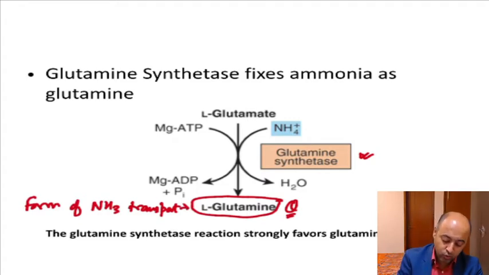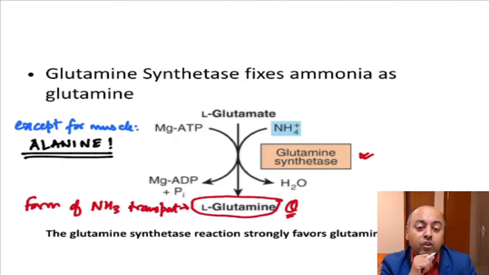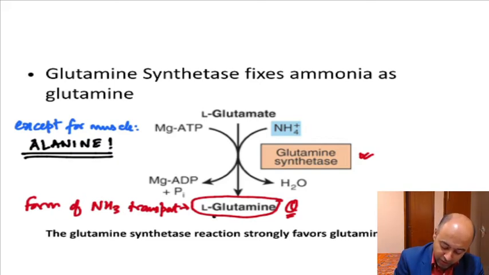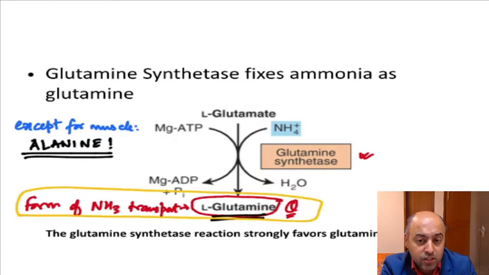The answer is glutamine. But what you have to remember here is that for muscle, the transport form is alanine. For all other tissues, the transport form of ammonia is glutamine. So remember, for muscle, the transport form is alanine; for all other tissues, it is glutamine. This is a very commonly repeated question. You must know this.